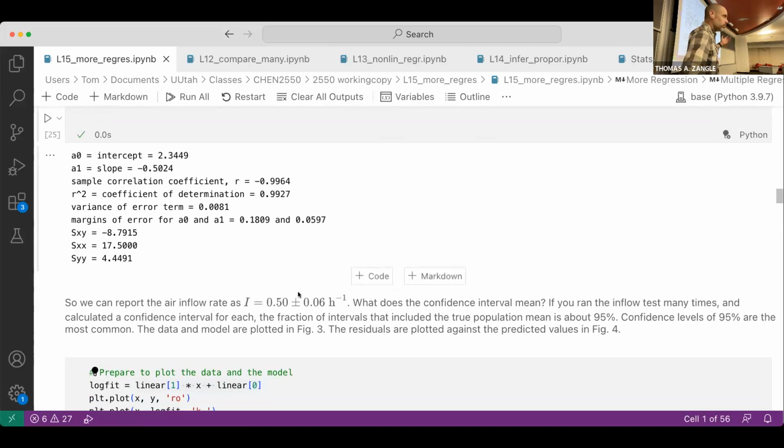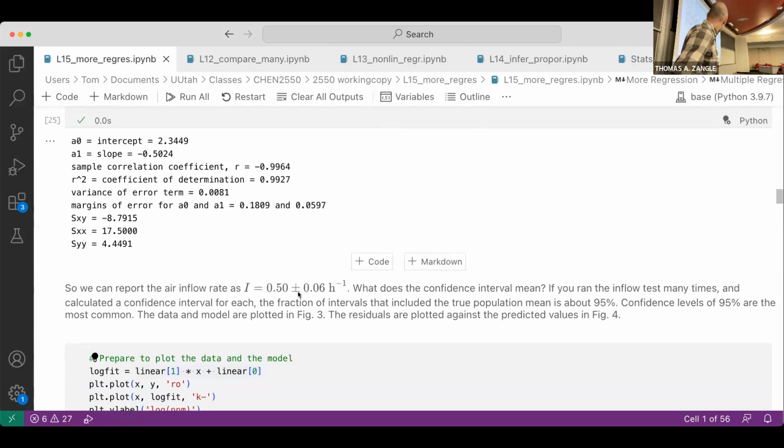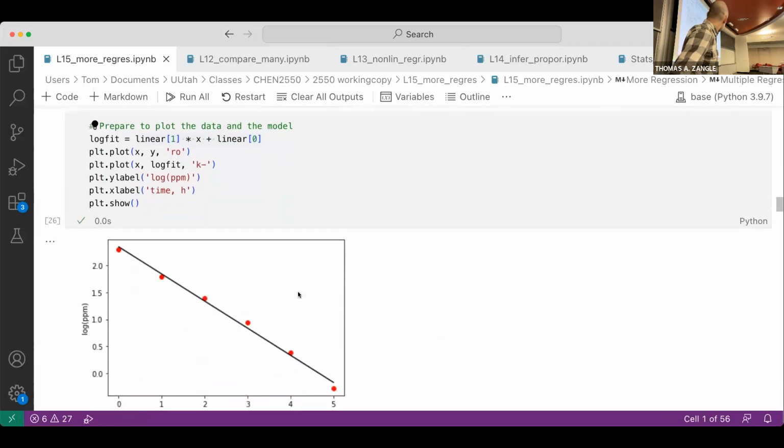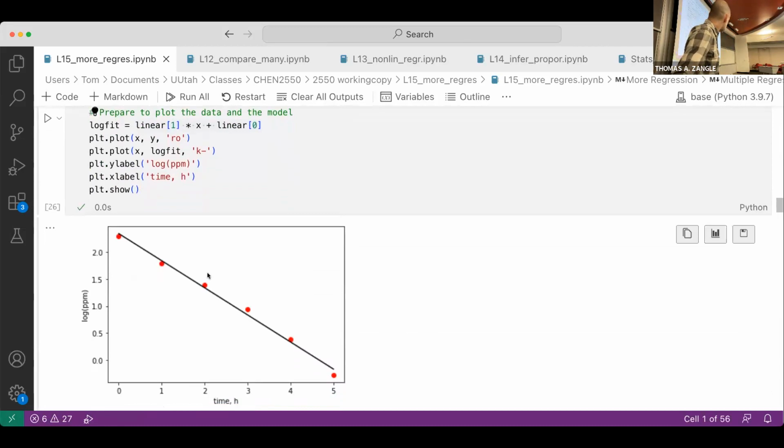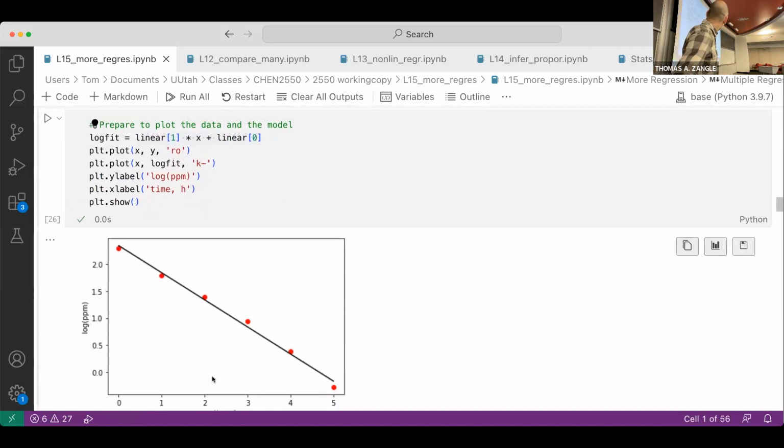So this tells us something about what our predicted air inflow rate would be. And when we plot the data, again, we see a really, really nice fit. So this is now log of ppm versus time. And we see a really great fit.